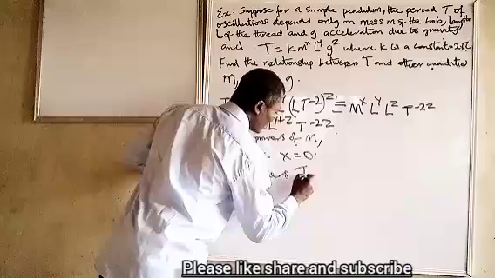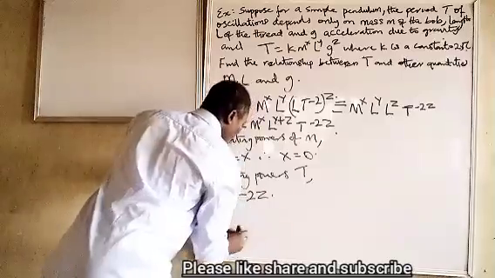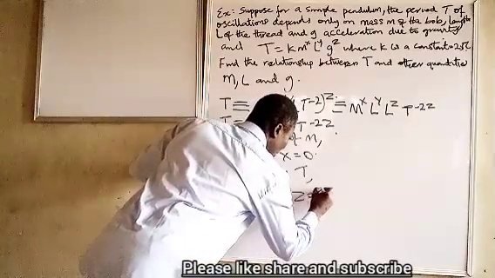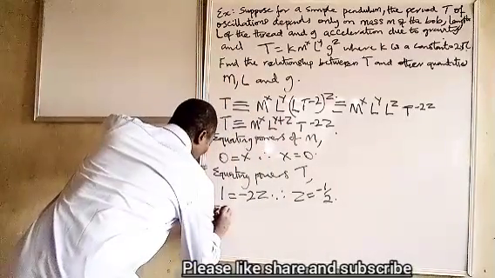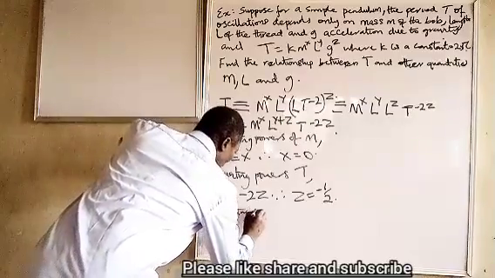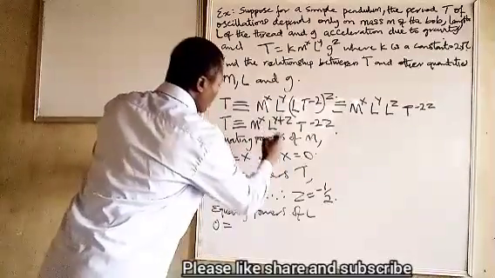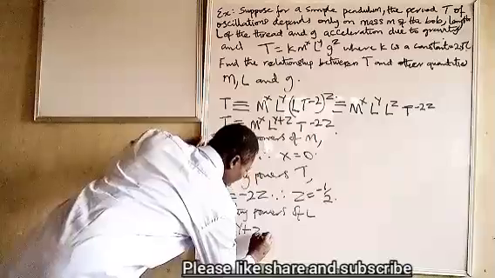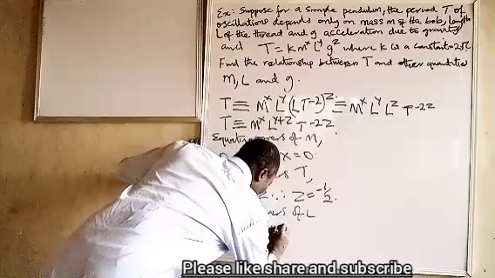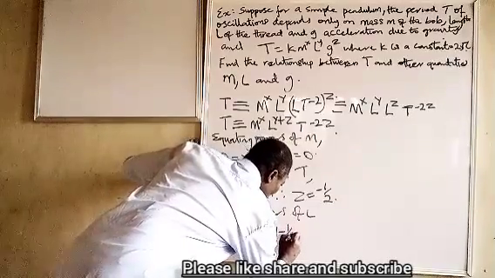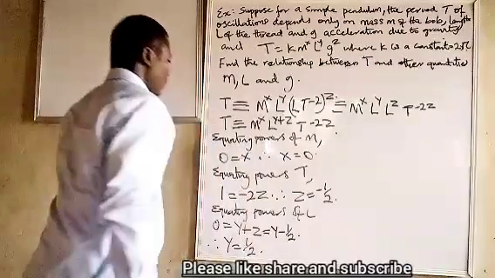Powers of T: we have 1 equals minus 2z, so z is equal to minus 1 over 2. Let's equate powers of L. Equating powers of L, 0 is equal to y plus z. And we know that z is equal to minus half, so y minus half is 0. Therefore y is equal to half.